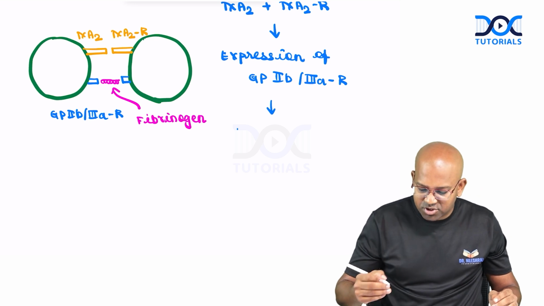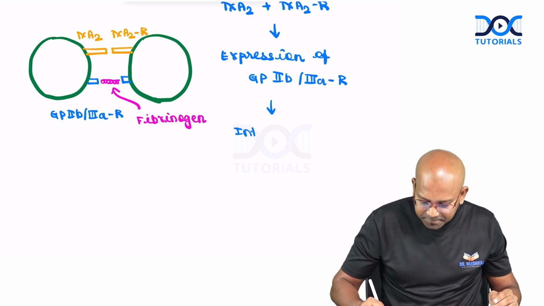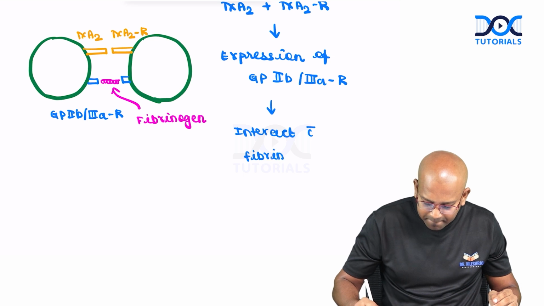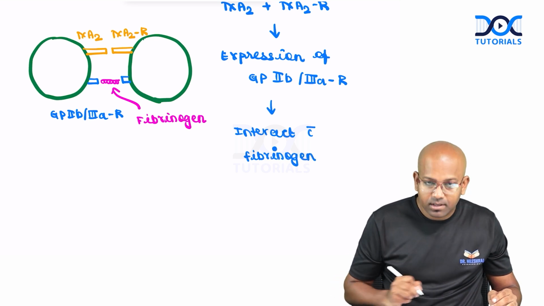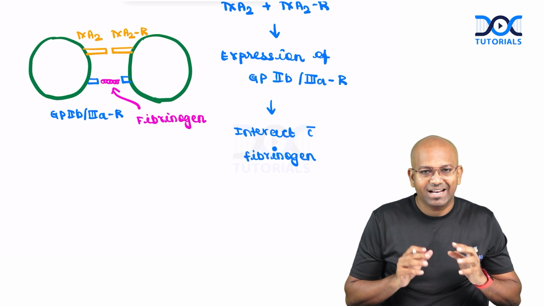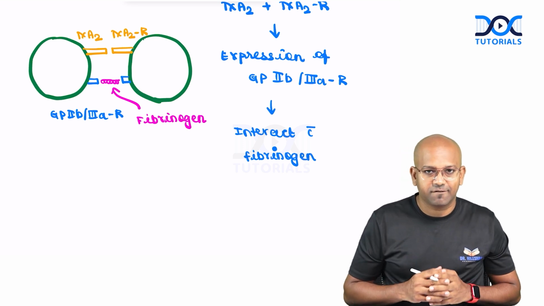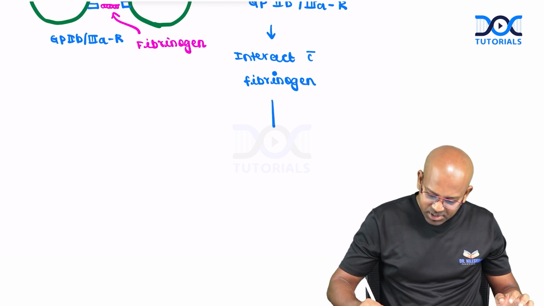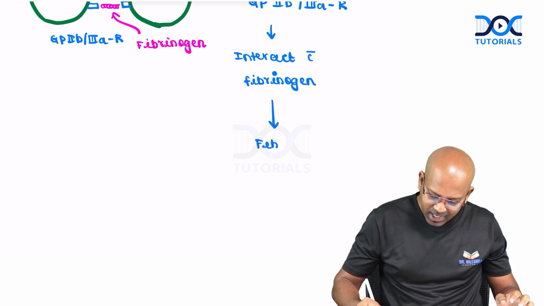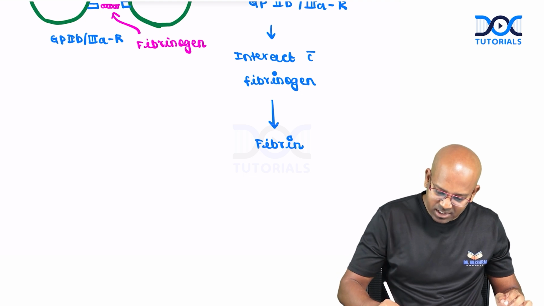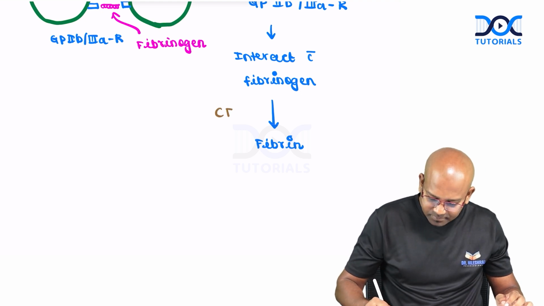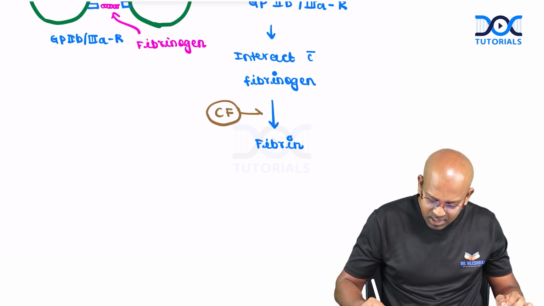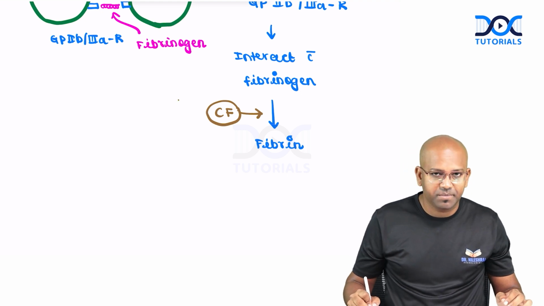Which means here the expression of GP2B3A will interact with fibrinogen molecules. This fibrinogen is going to be in an inactive form, or to say a precursor form. We have to convert it to the active fibrin strands. Fibrinogen in turn will be converted to the active fibrin strands with the help of clotting factors. With the help of clotting factors, this fibrinogen is getting converted to fibrin.